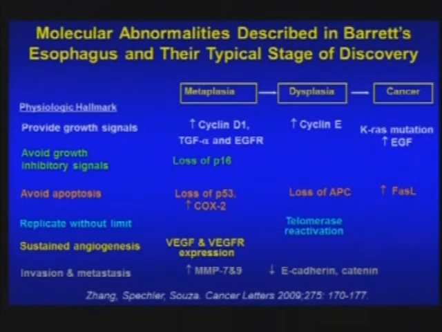So as you can see, just by simply looking at this very watered-down genetic model, some of these metaplastic cells, in fact, have acquired a number of molecular abnormalities that give them growth advantages of neoplastic cells, even before they exhibit any histologic features of dysplasia.